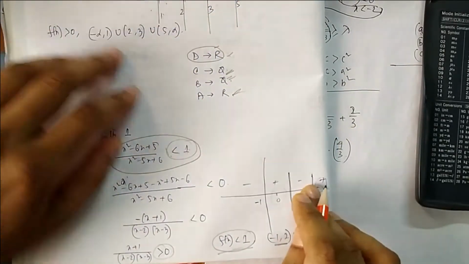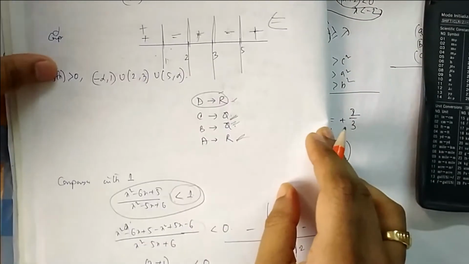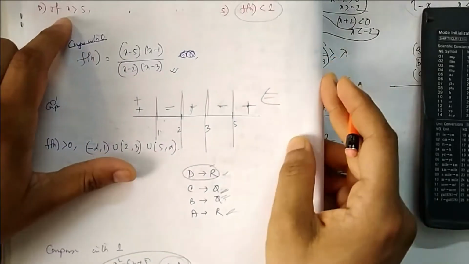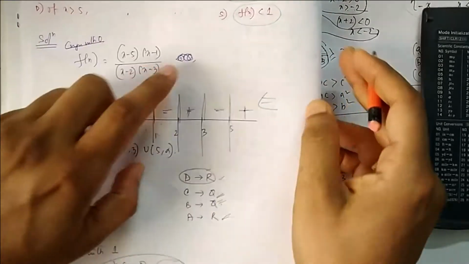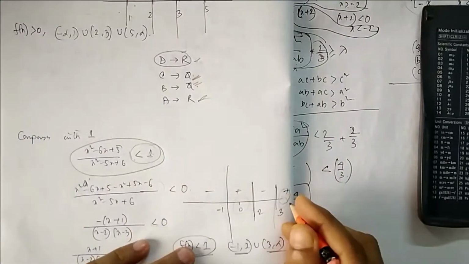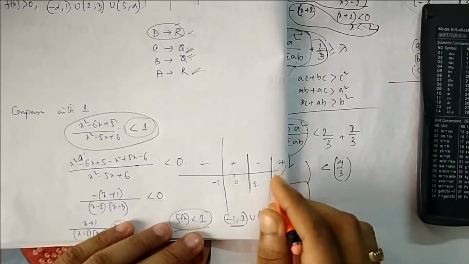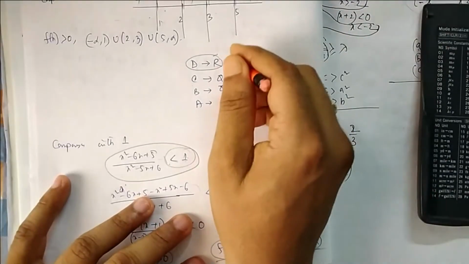Okay, now you can check with the options also. First option, you can play with D. Now D, what is D? D is greater than 5. So if it is greater than 5, then what is it? Is it less than 1? Yes, it is less than 1. So with D you will find S also.